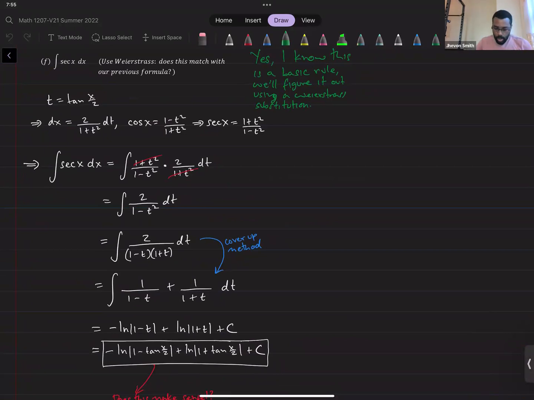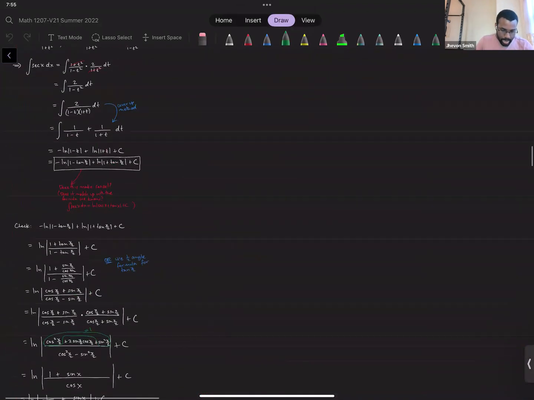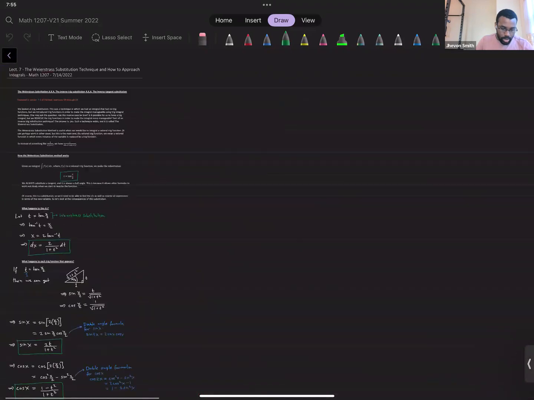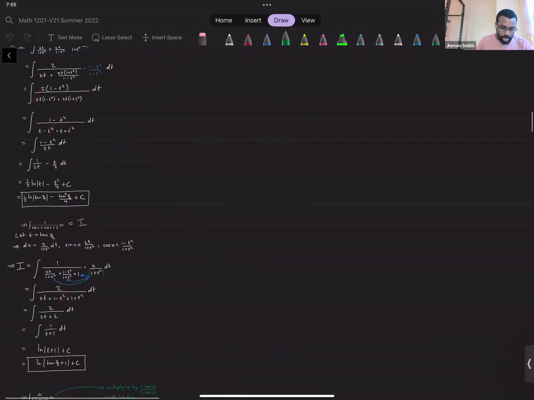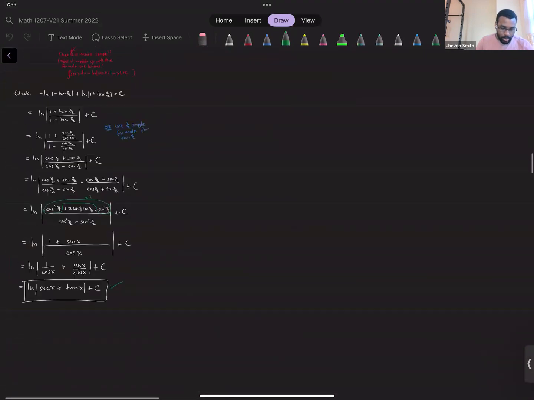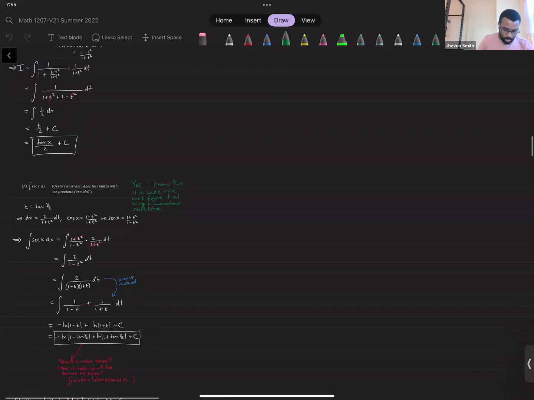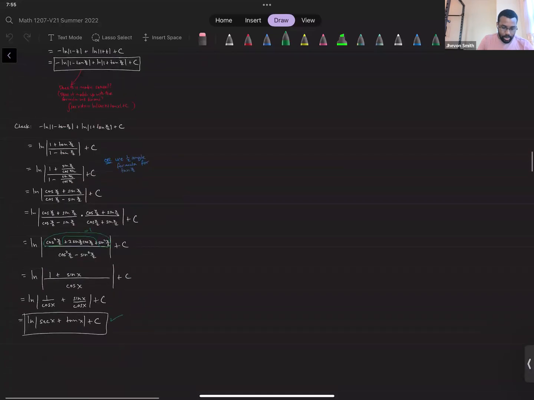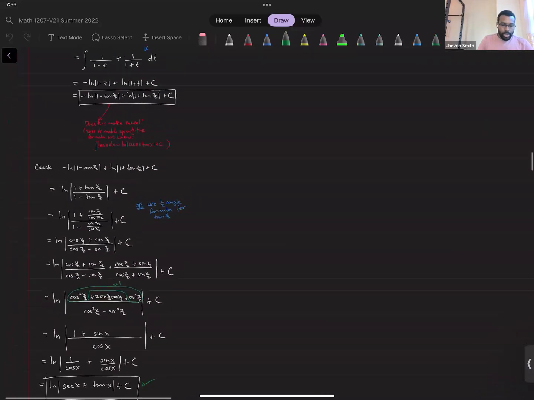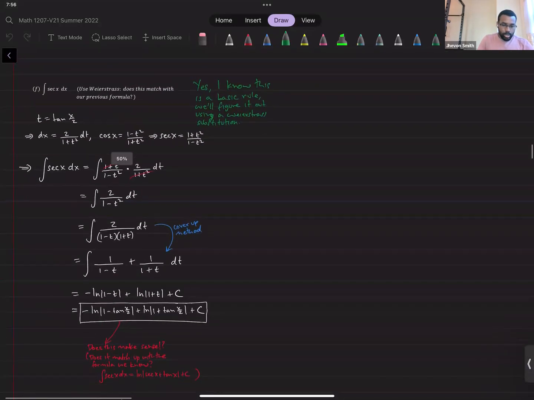So now I think we're going to take another break. That's the last example I have here for the Weierstrass substitution. So that's the last substitution, the last technique.